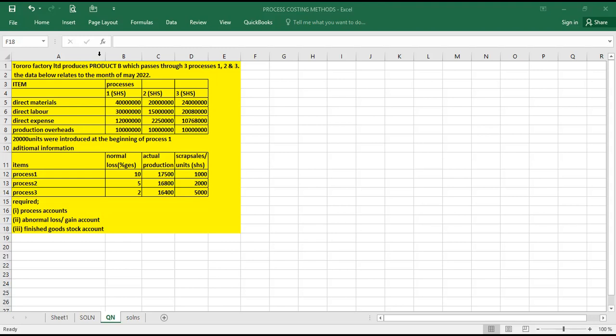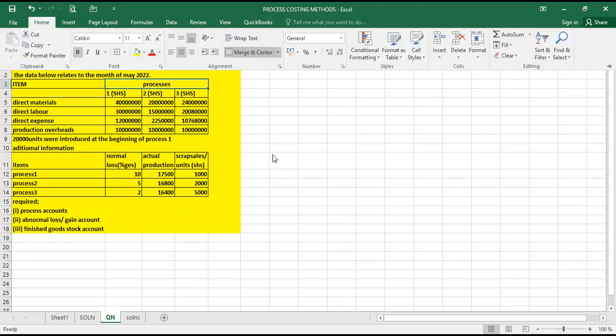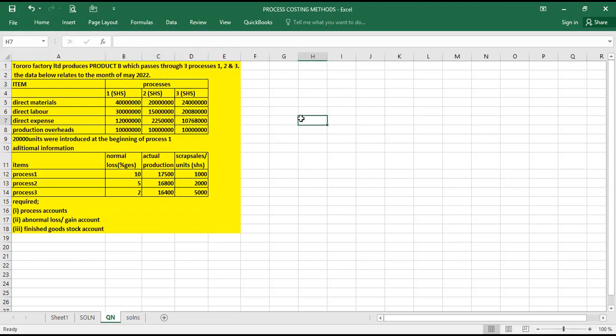2022. We have the items, we have the processes. These are the processes. We have process 1, process 2, and process 3. We have the items. We have direct material. For process 1, it is 40 million. Process 2, it is 20 million. Process 3 is 24 million.